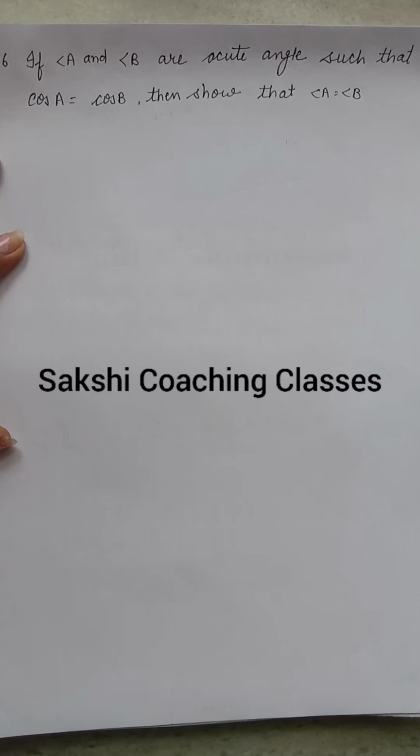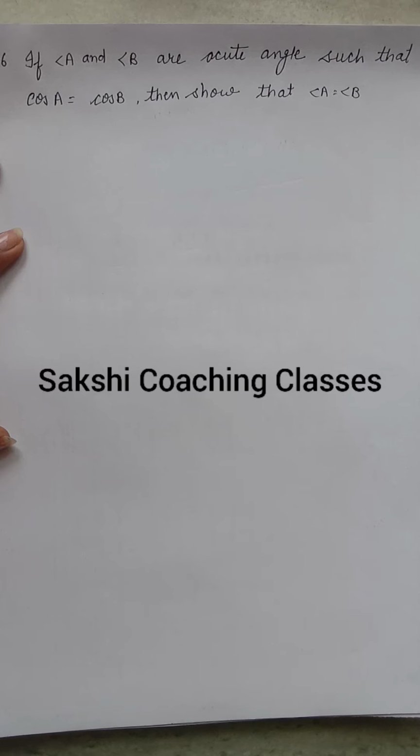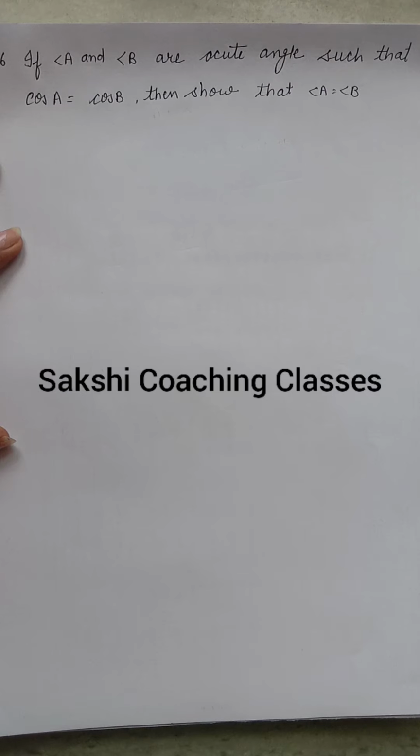And now we are going to discuss question number 6 of exercise 8.1. Today we will complete 8.1. So let's start from question number 6. If angle A and angle B are both acute angles and cos A is equal to cos B, you have to prove that angle A is equal to angle B.